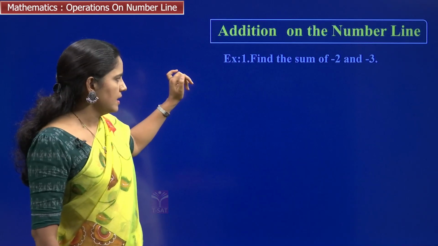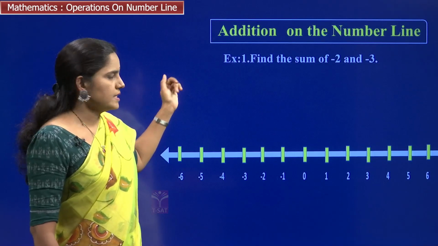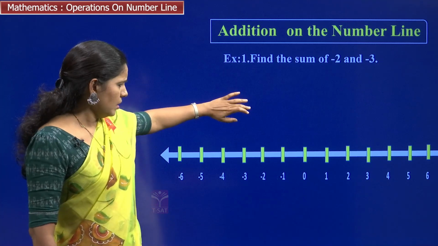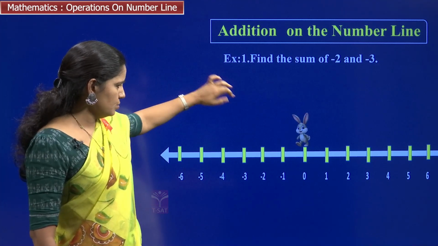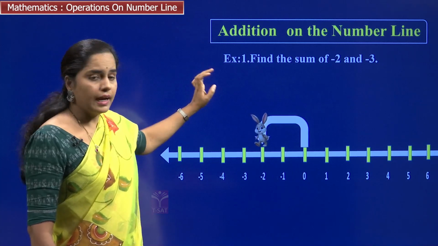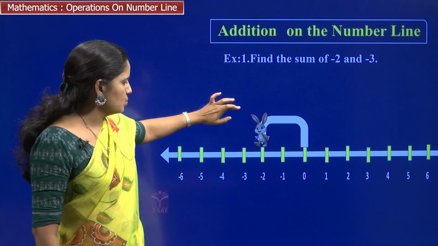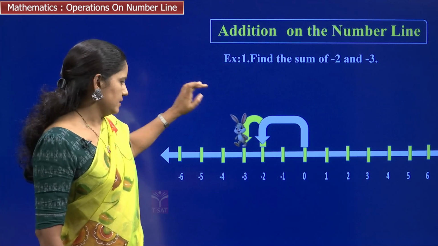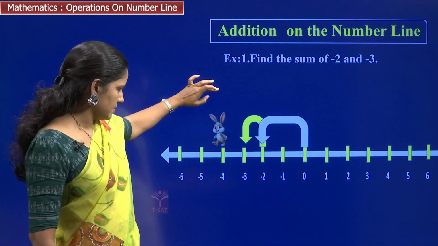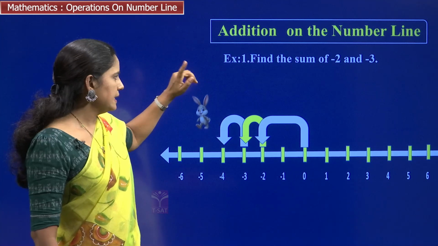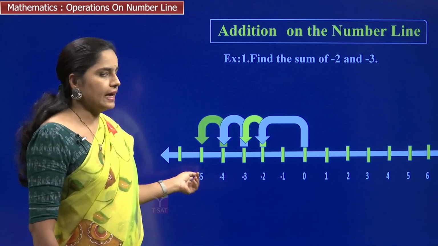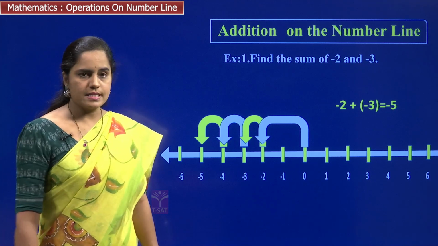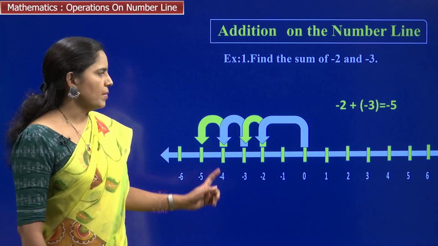And next, let us see another example. Find the sum of -2 and -3. For this, first we go to -2 and next move 3 steps to the left, as we are adding -3. 2 steps and 3 steps. Now we are at -5. Therefore -2 plus -3 is equal to -5.